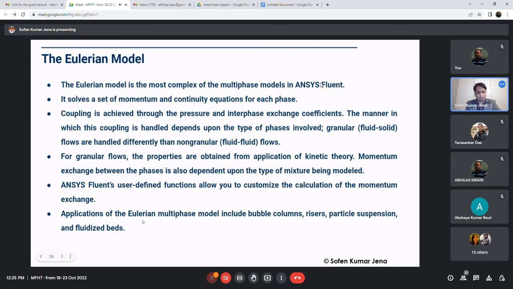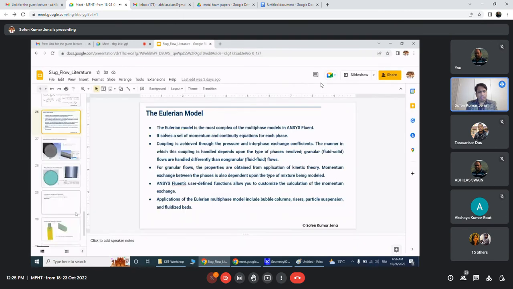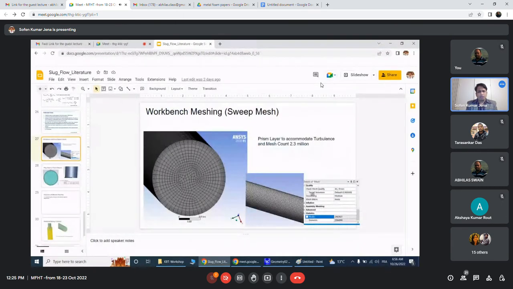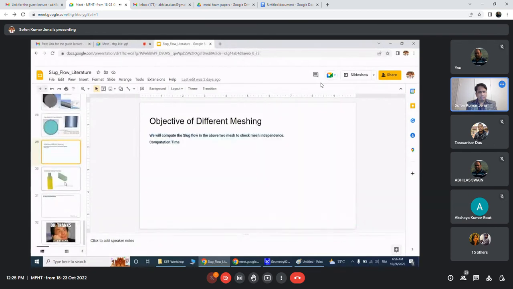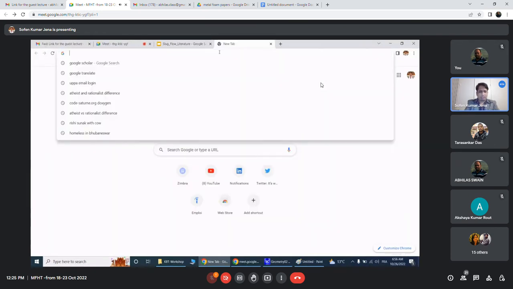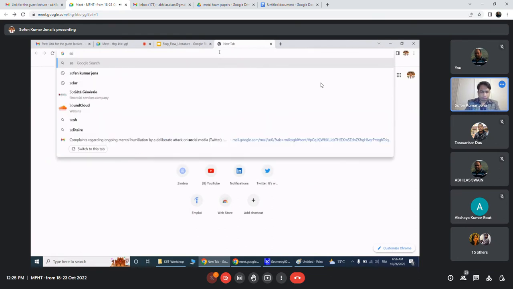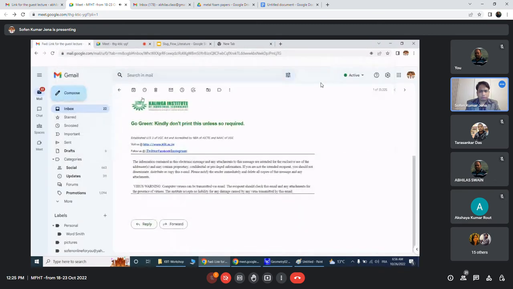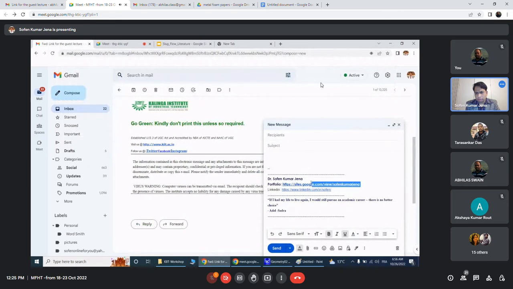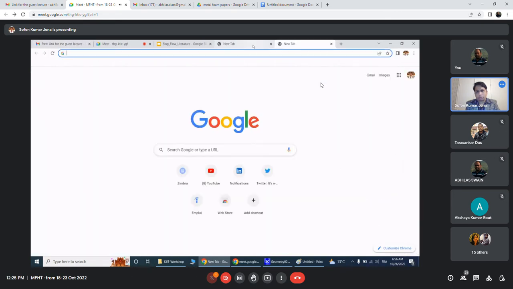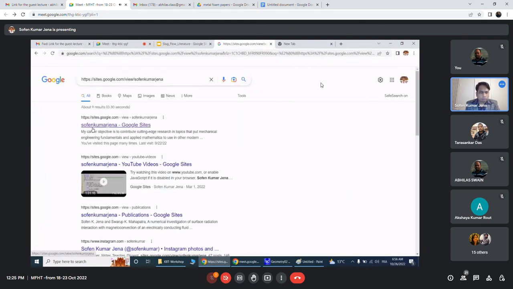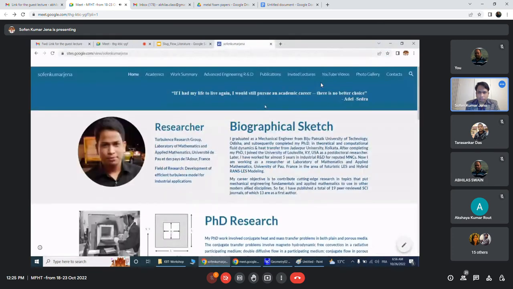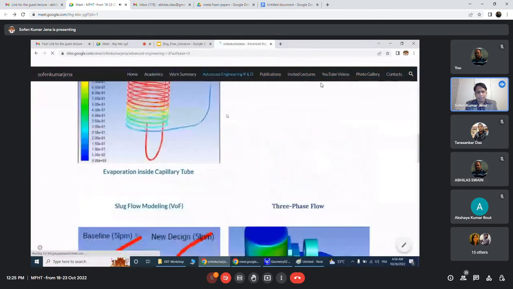Before moving further, I'll show you some fascinating applications. This is a workbench machine, which I did earlier. Now see, this is a multi-phase application.